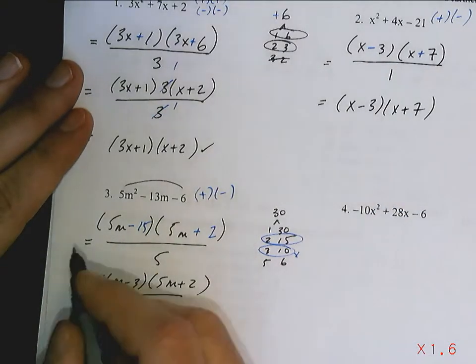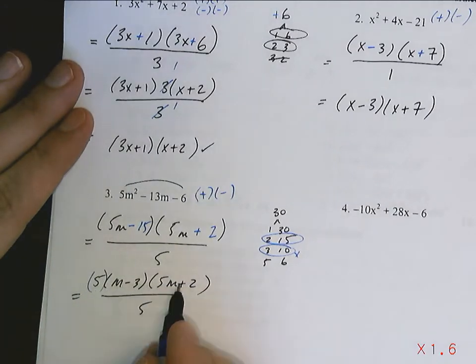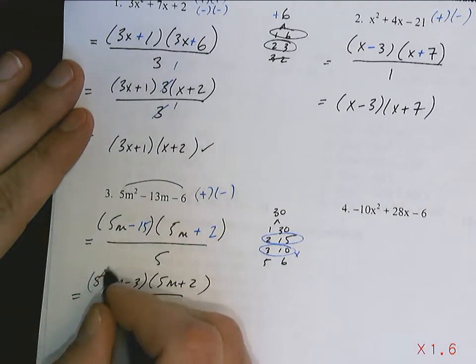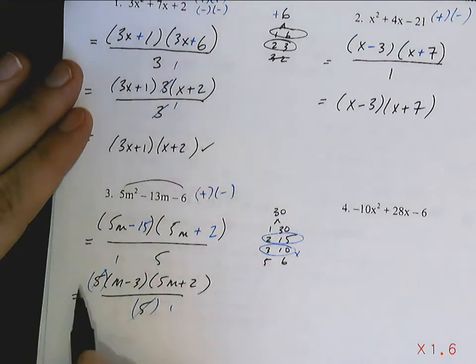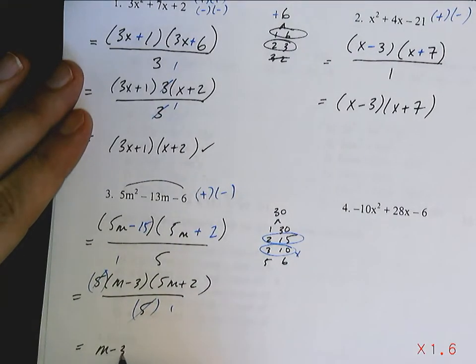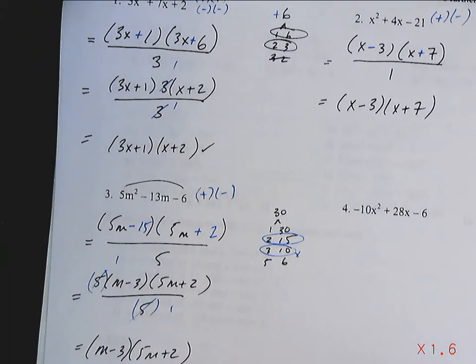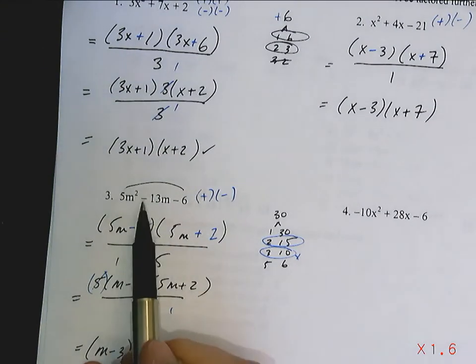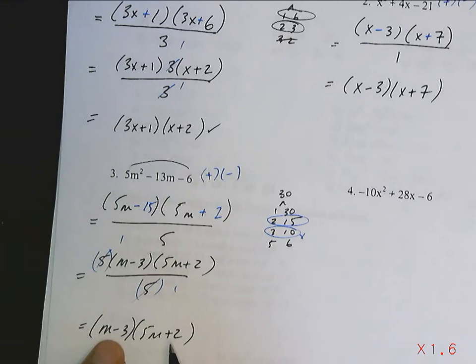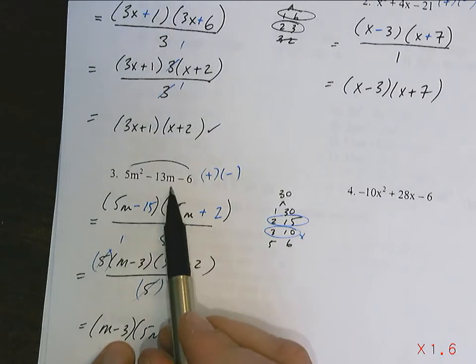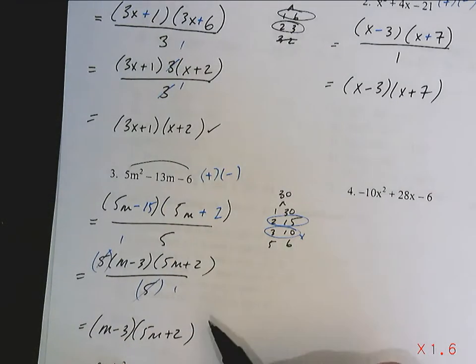You'll notice at the top, this times this times this divided by this, they can reduce, leaving us with... Check it. 5m times m is 5m squared. Minus m times 2 is positive 2m. Minus 15m is negative 13m, negative 6. It works. Yay.